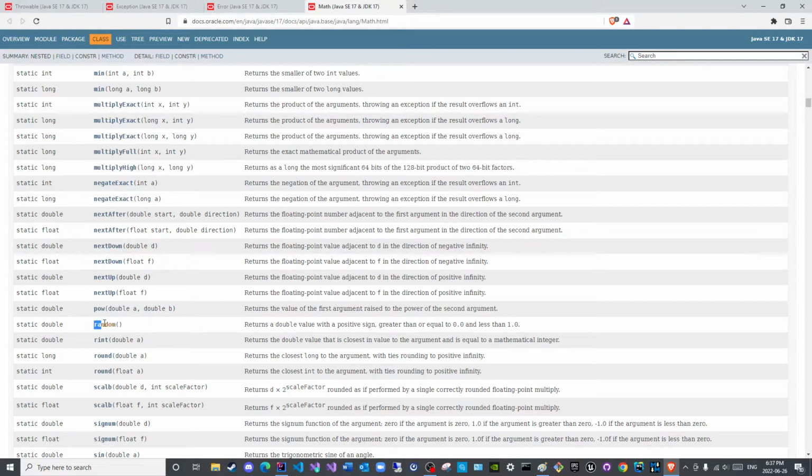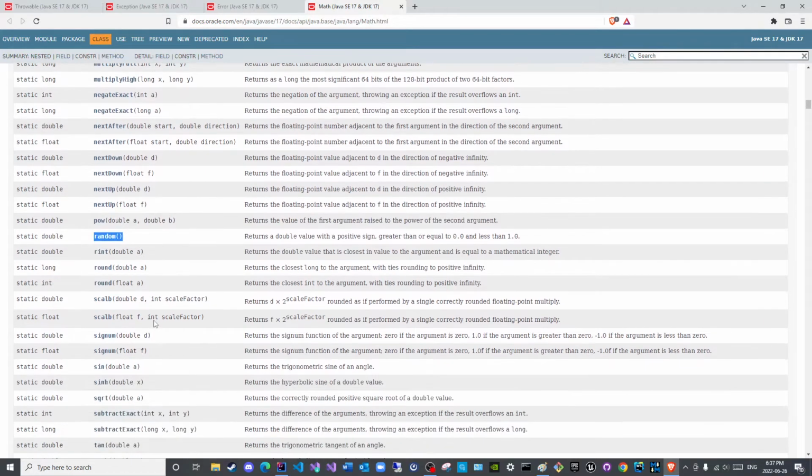You also have the random method, which I believe no one uses. I believe people use the random class for randomization. I have not seen anyone use math.random except in JavaScript, to be quite honest. And here it yields a randomized value which is greater than or equal to 0 but less than 1. So 1 is exclusive, not inclusive. So just be forewarned of that when you are calculating or randomizing numbers.